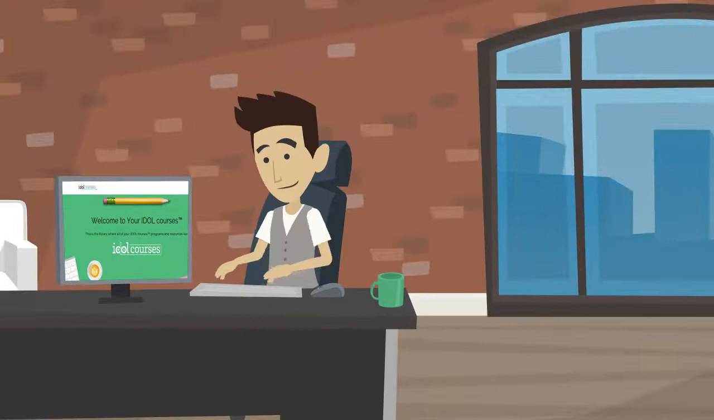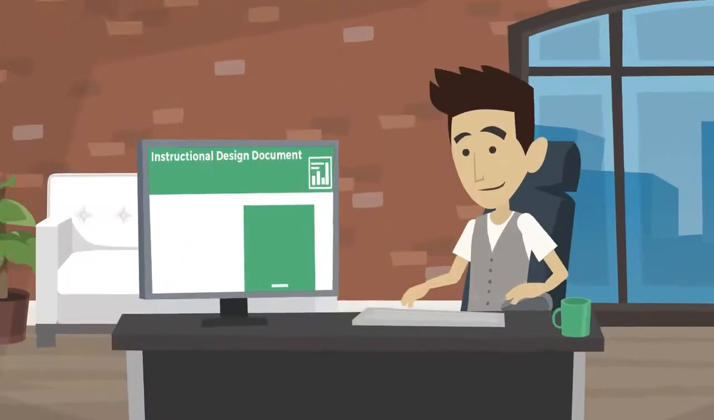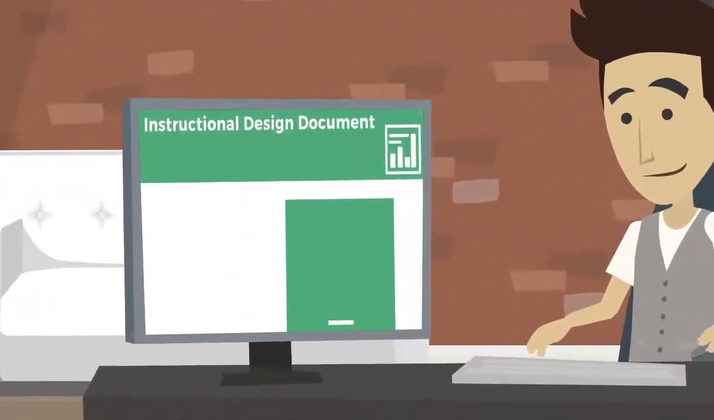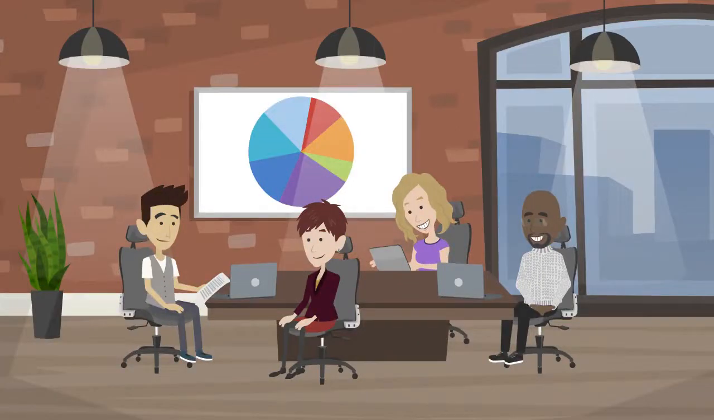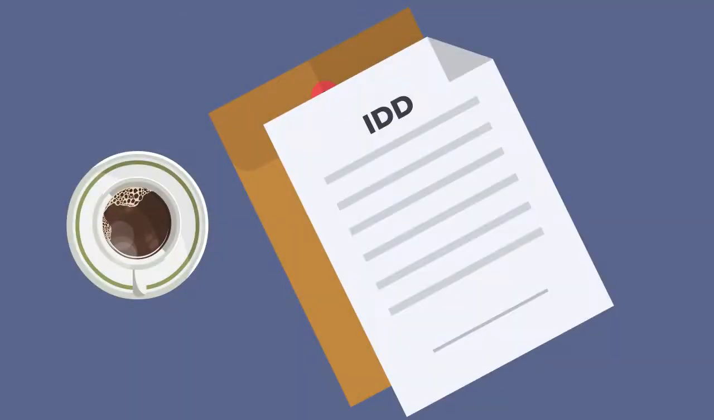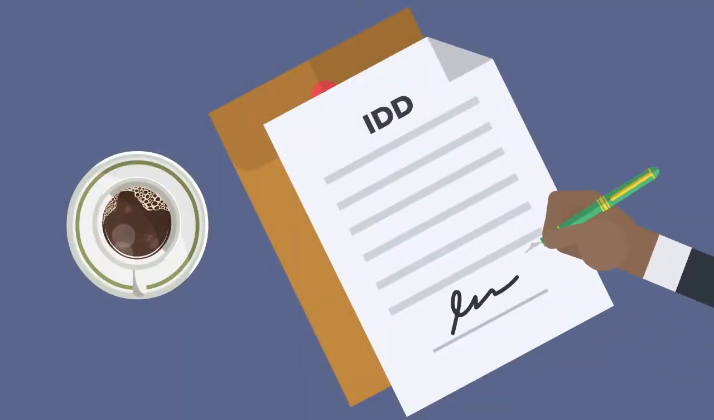From the outline, you will then create a blueprint for the entire training solution, the instructional design document. Now you're ready to plan the entire course. The instructional design document allows you to illustrate for your stakeholders the solution you've developed for their business challenge. Stakeholders will need to sign off on your plan before you begin to fully develop your course.